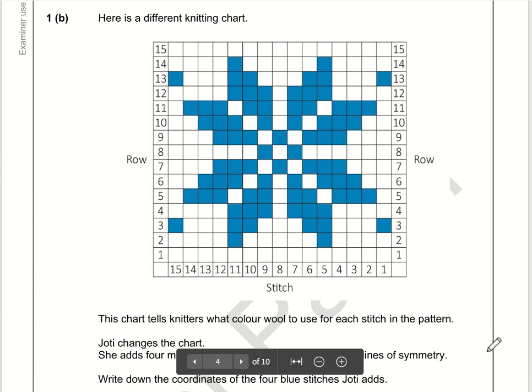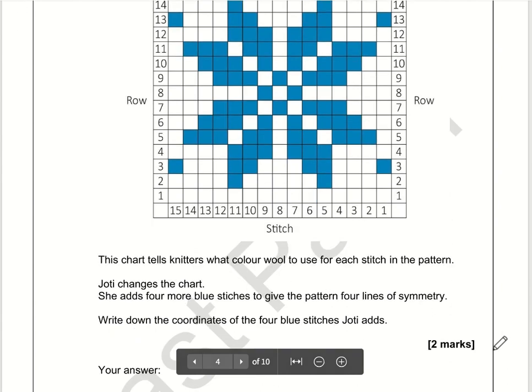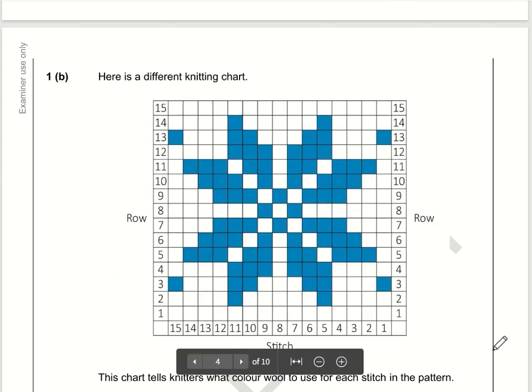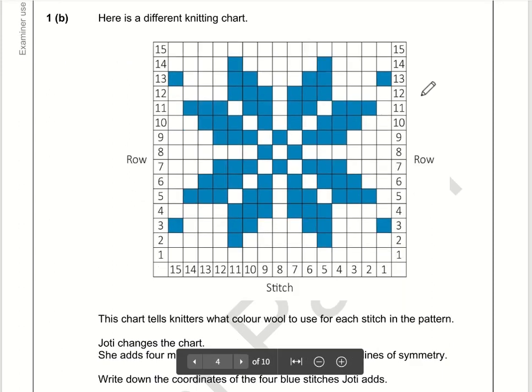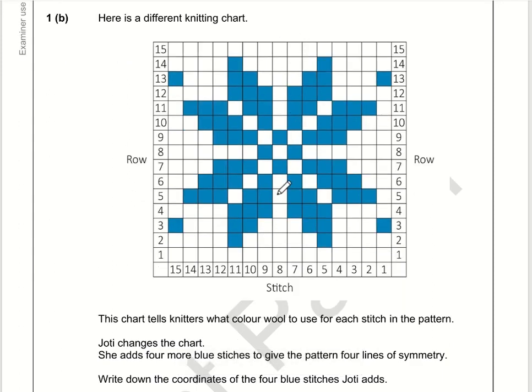Okay, question B. What we need to do here is add 4 more blue stitches to give the pattern 4 lines of symmetry. Now at the moment we have 2 lines of symmetry, vertically right through the middle of stitch 8 and horizontally right through the middle of row 8. Now in the same way that a square would have 4 lines of symmetry, vertically, horizontally, but also diagonally, we can include these lines of symmetry if we just add a couple more blue blobs.